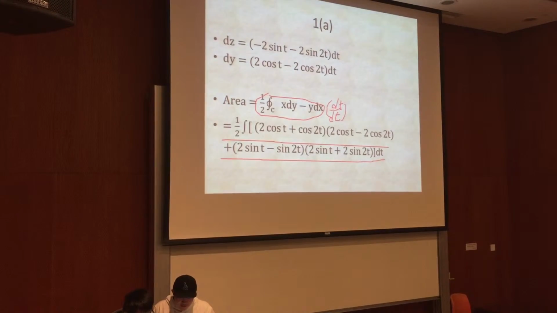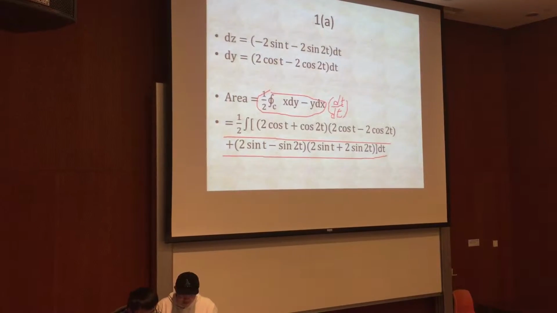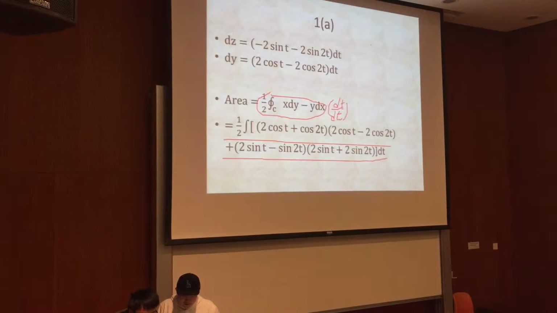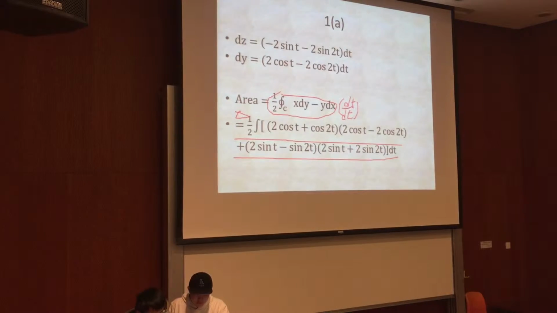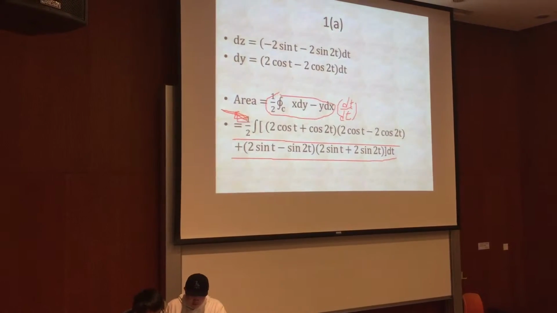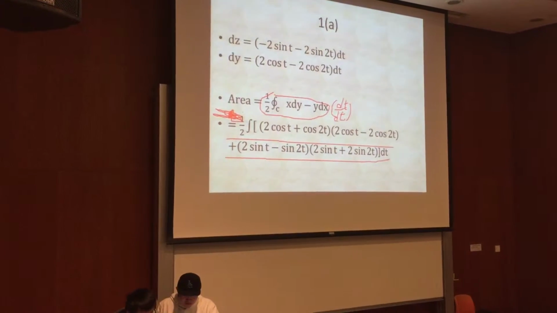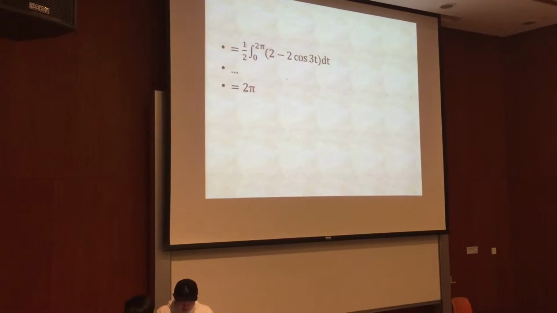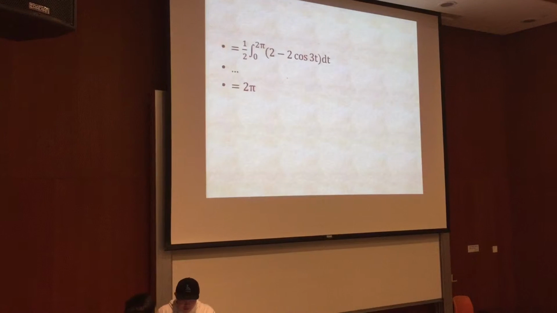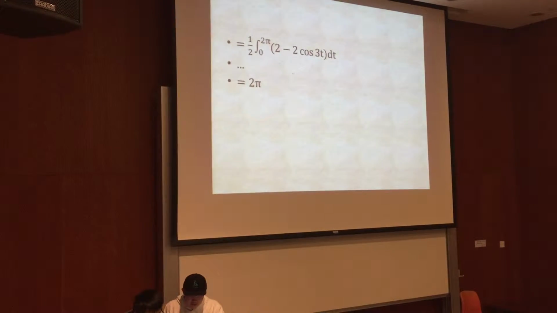And also we have to do dy dt and dx dt, and we can convert it directly into this equation. So this process is the most important thing in this question. The answer is 2 pi. Let's move to 1b.